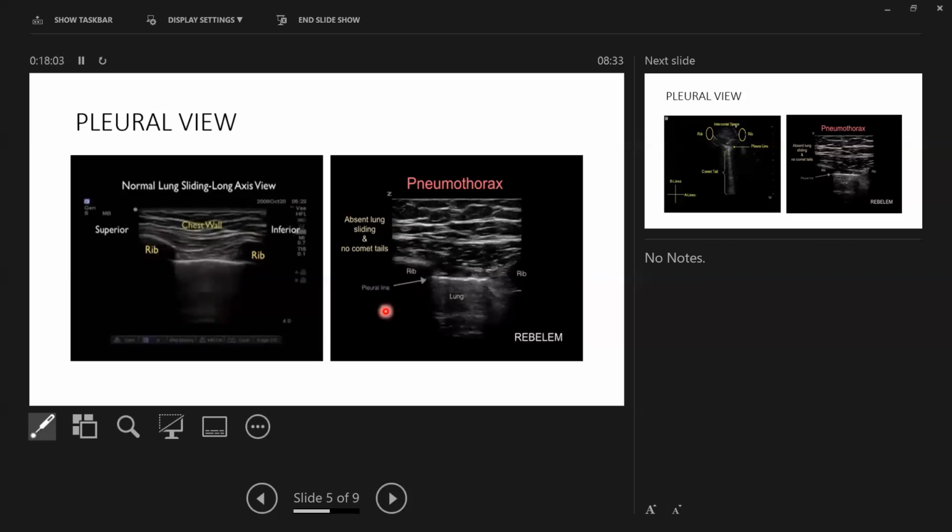And then if we compare that to a pneumothorax, here we've got again, as they were saying, there is soft tissue movement. But have a look here. All right, so we've got rib, and we've got pleural line.